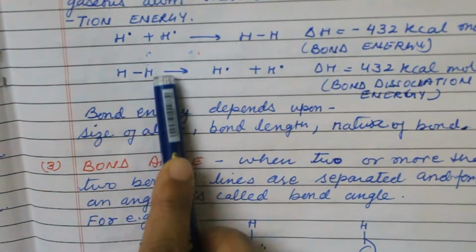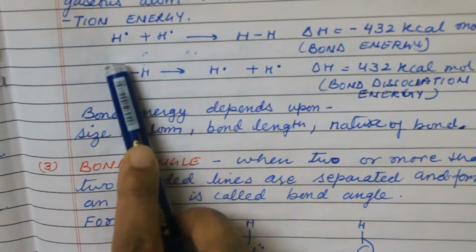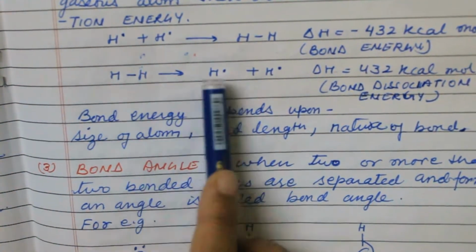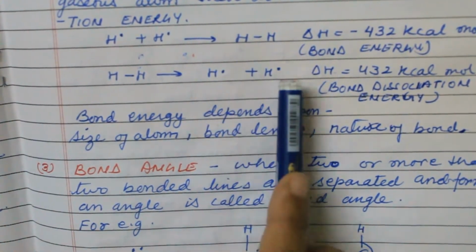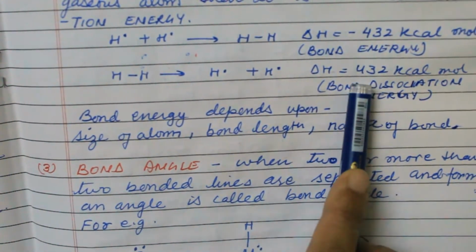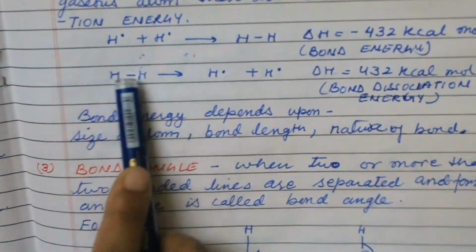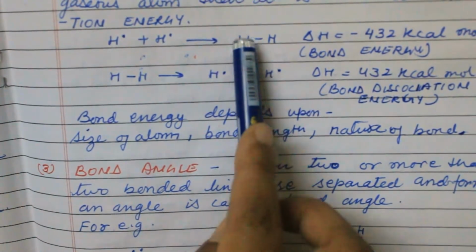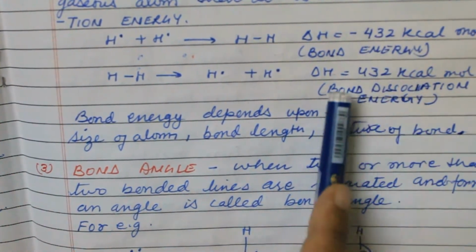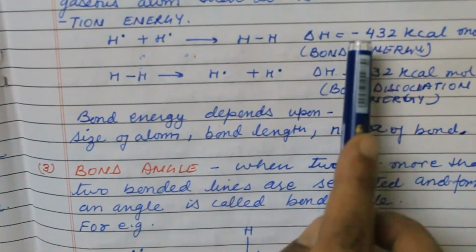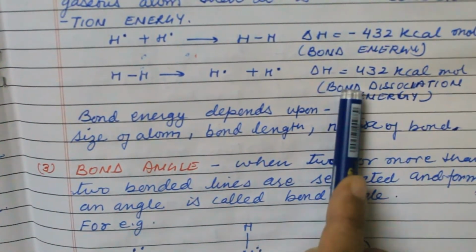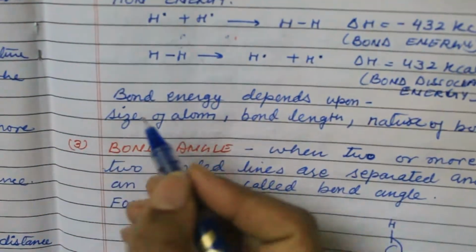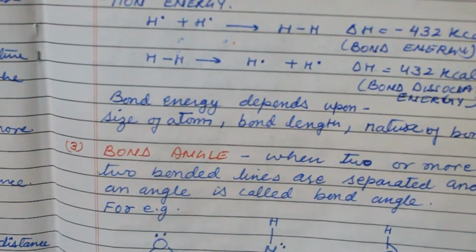And when we break this bond, it is bond dissociation energy. Then the hydrogen again forms gaseous atoms, and energy is absorbed to break this bond, and when two atoms join, energy is evolved. So the same amount of energy is there, but here it is exothermic, here it is endothermic. So bond energy depends upon size of atom, bond length, and nature of bond.